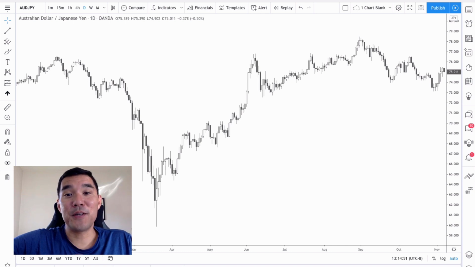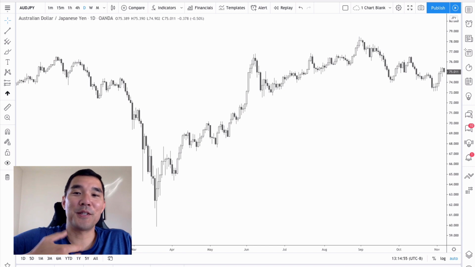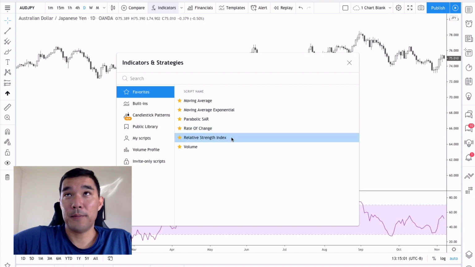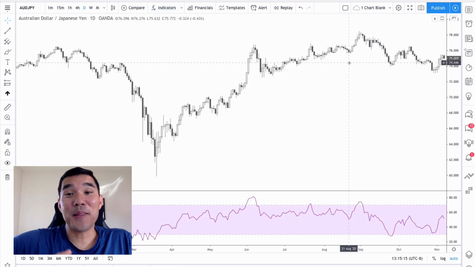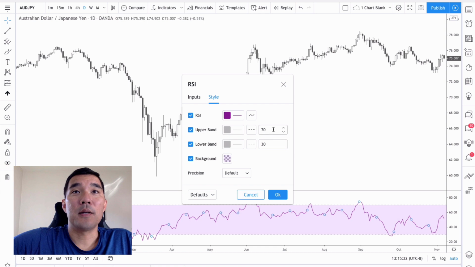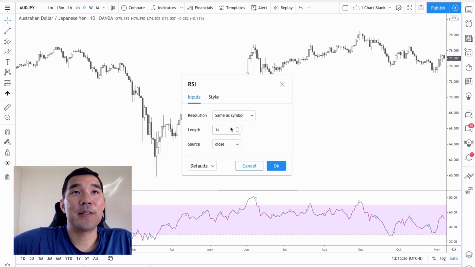RSI is available on every charting platform that I've ever seen, so it's probably available on your charting platform. So just go to your indicators and look for relative strength index, add that to your chart, and you'll be ready to go. So what about the settings? I believe that it's best to just start with the default and go from there. The default settings are 70-30 as the signal levels and 14 periods as the look back or the length. That just means it's going to look back on 14 candles to calculate the current RSI value.